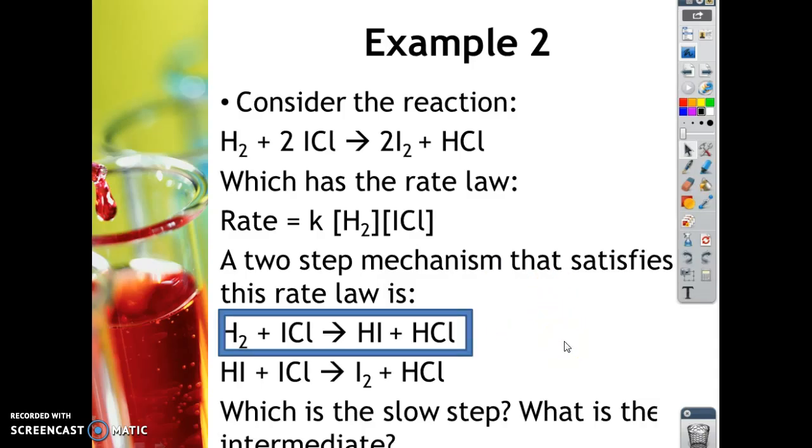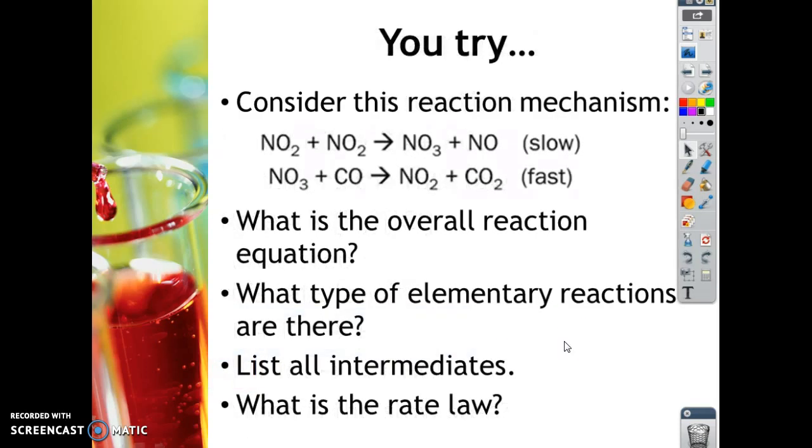And it tells me right here, there's my slow step. There's my intermediate. Okay, how about this reaction? Figure out your overall equation, determine the type of elementary reactions there are, and list all the intermediates. Then let's figure out the rate law. So if we're going to look here at our overall reaction equation, what do we have to do? We have to cancel species here that are similar on each side, so that guy goes away, and that guy goes away. Does everybody else stay? Well, one of these can cancel, but one of them stays.